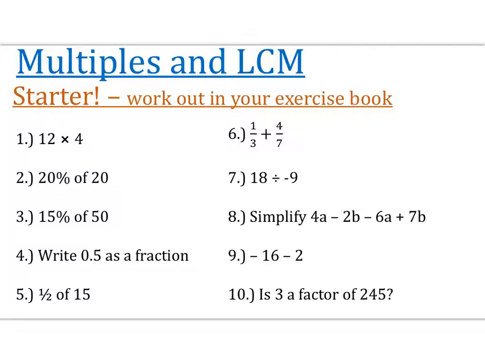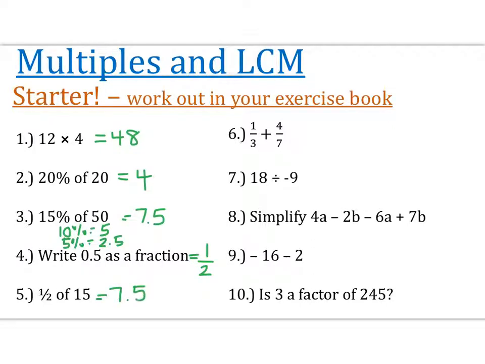All right, so 12 times 4 is 48. 20% of 20 is 4. 15% of 50: 10% is 5, and 5% is 2.5. So if I add those together, that gives me 7.5. 0.5 as a fraction is 1/2. Half of 15 is 7.5.